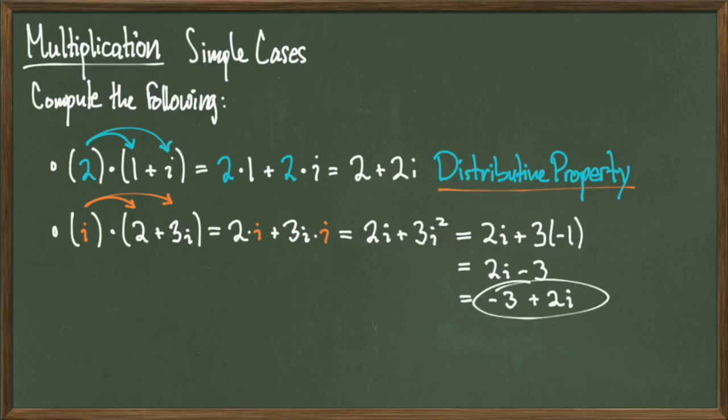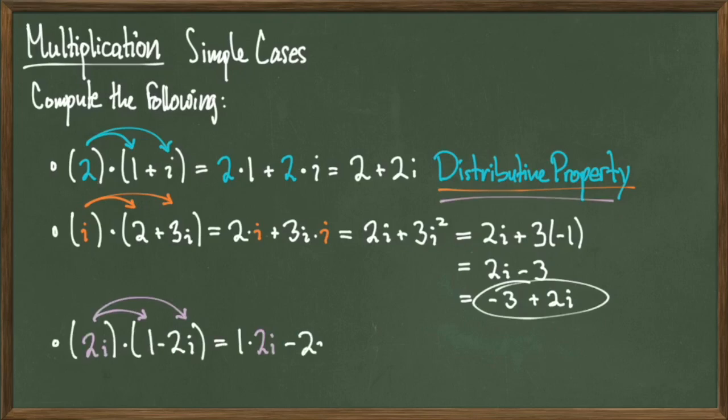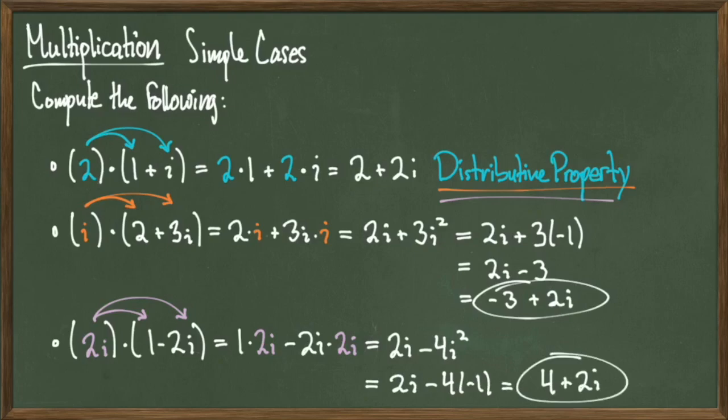For our last example, consider 2i times the complex number 1 minus 2i. Same thing as we did above, we'll distribute, we'll simplify, we'll take care of the i squared term, replacing it by a negative 1, simplify further, and get a final answer of 4 plus 2i. This multiplication didn't invoke any new rules other than how to properly handle i. In the next slide, we're going to talk about a more general kind of multiplication with complex numbers.